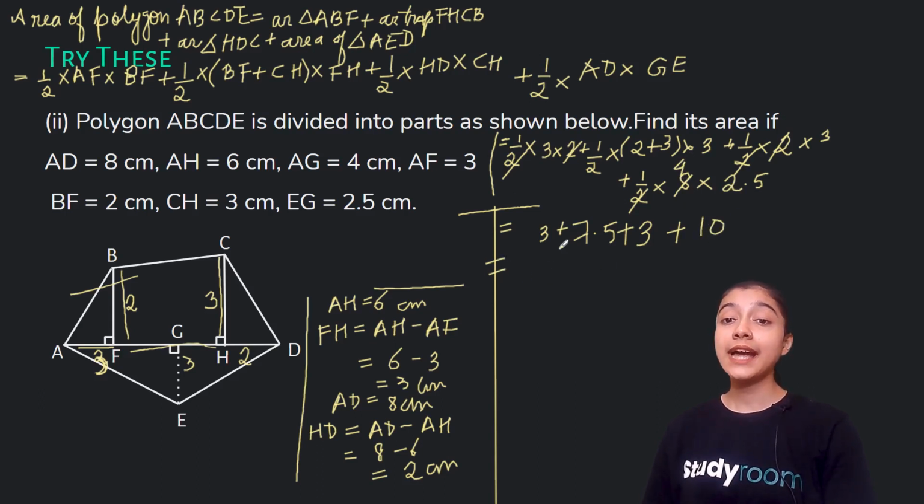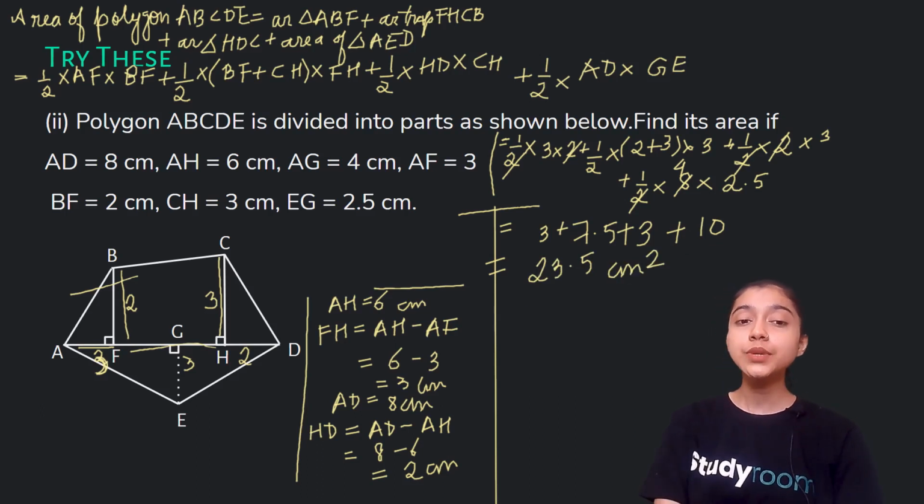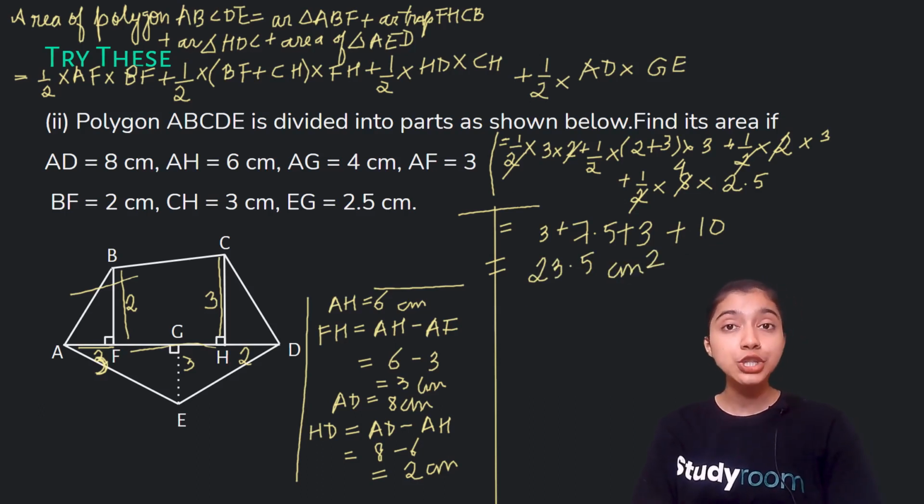Now when we add these four things up, that is 3 plus 7.5 plus 3 plus 10, this results in 23.5. So I can see 23.5 is the required area of the given polygon, and the unit will be in centimeters square because each of the lengths has been given in centimeters.